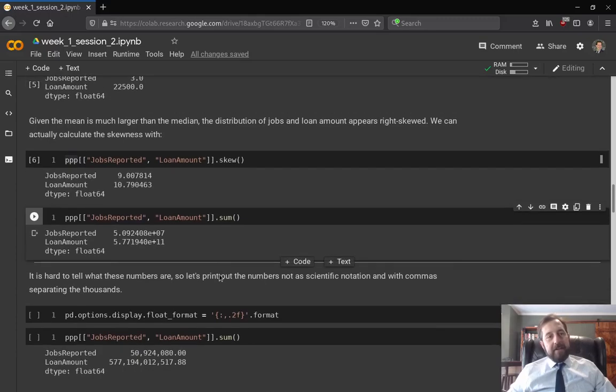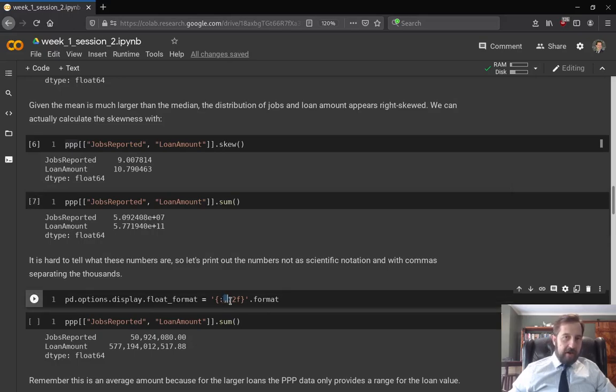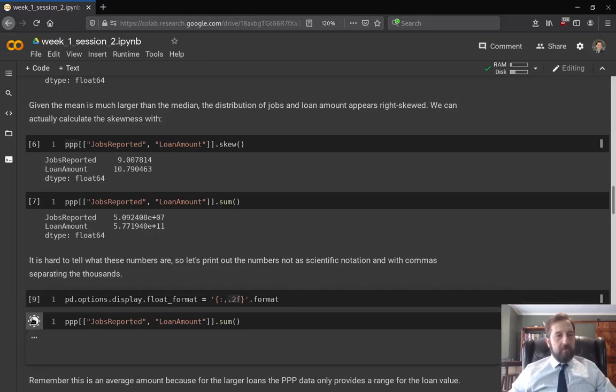However, I find it's much easier to format. So Pandas has a lot of different options on how it displays numbers and how it displays anything, strings and so forth. So what we can do is set the float format so that when Pandas displays a float, which is this type of number, it will use commas, so that's what we have here, and it'll print 2 decimal places. So if we set that, then we can run it, and what we're going to see is the jobs reported. So this is 50 million jobs, and the total size of the program here is 577 billion.